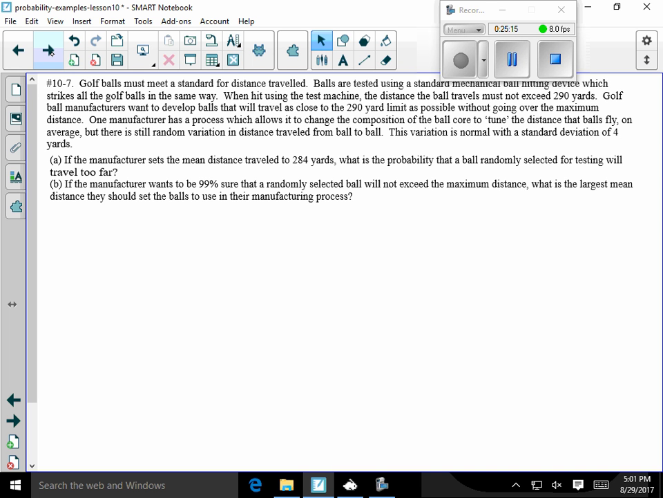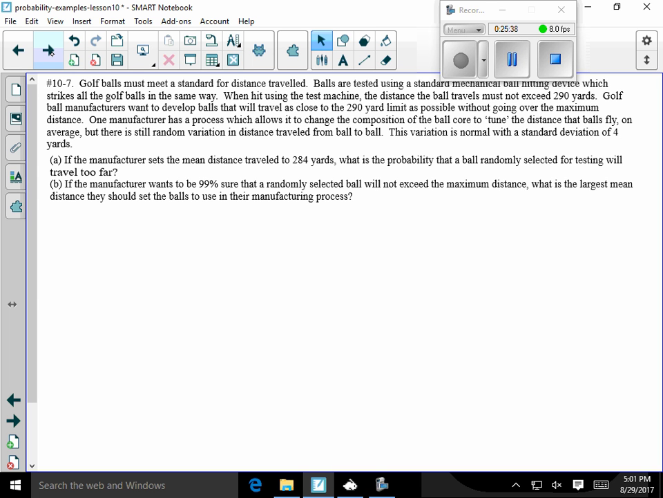So this one says golf balls must meet a standard for distance traveled. Balls are tested using a standard mechanical ball hitting device which strikes all the golf balls in the same way. When hit using the test machine, the distance the ball travels must not exceed 290 yards. Golf ball manufacturers want to develop balls that will travel as close to the 290-yard limit as possible without going over the maximum distance.